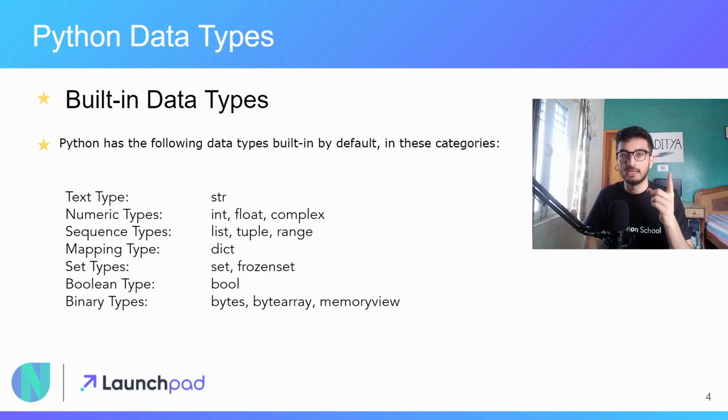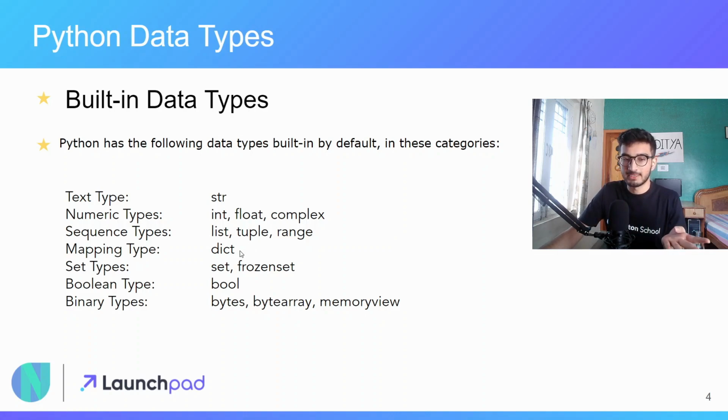So again, we had the text, which was only storing the text. We have numbers. For numbers, we have the numeric types, integer, float, complex. And then we have the sequence, which stores like a list. It could be like a list of fruits or something like that. There is also tuple and range.